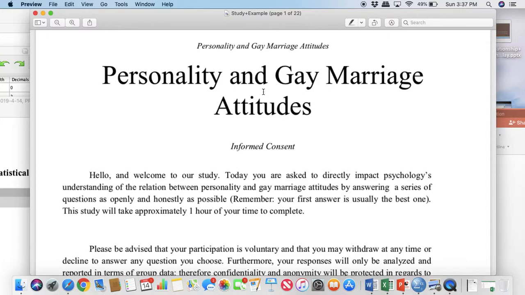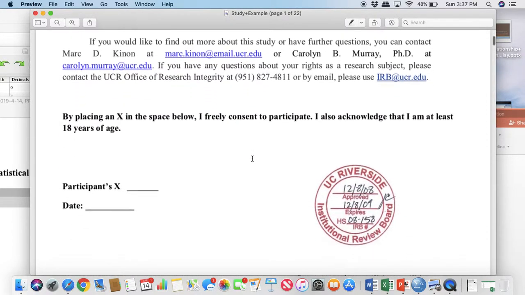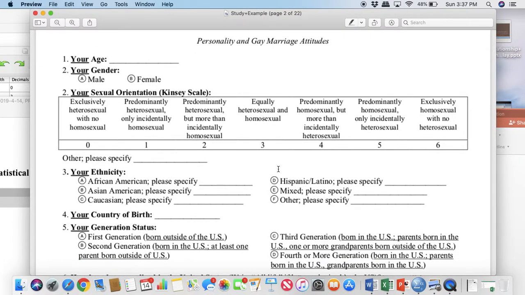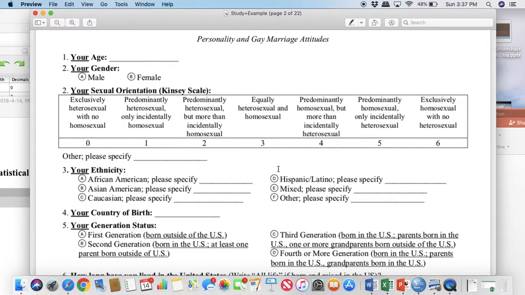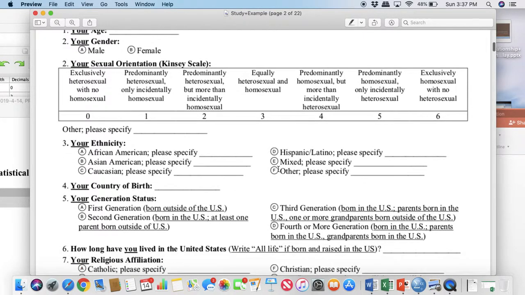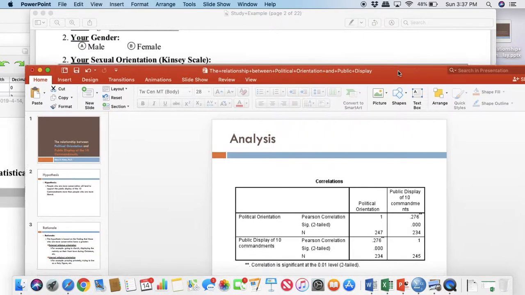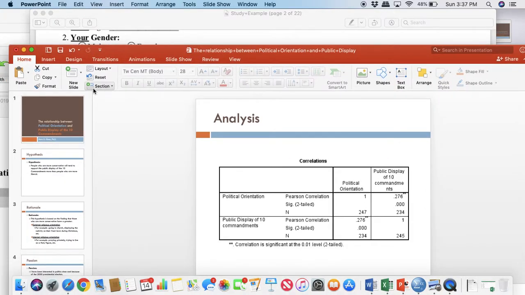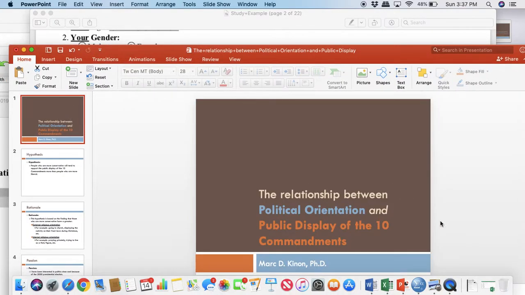The study was called Personality and Gay Marriage Attitudes. And here you go, so it's an official study. You'll see here are all the variables that participants responded to, and now these variables are located in SPSS. So when you choose 2 variables, it could be any of these. For example, and this is the example PowerPoint that I posted on Canvas, I chose to examine the relationship between political orientation and the public display of the 10 Commandments.